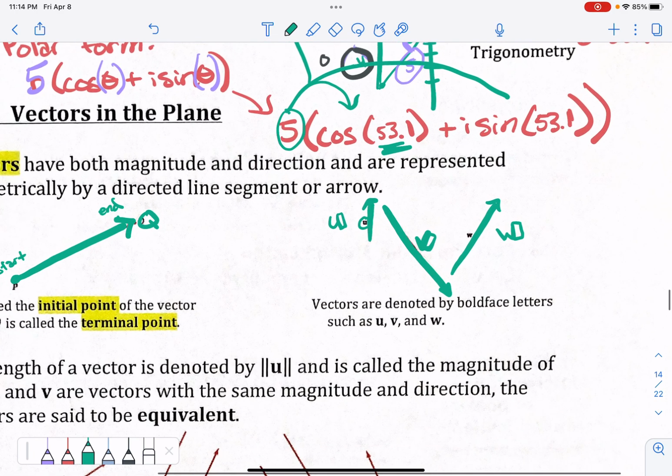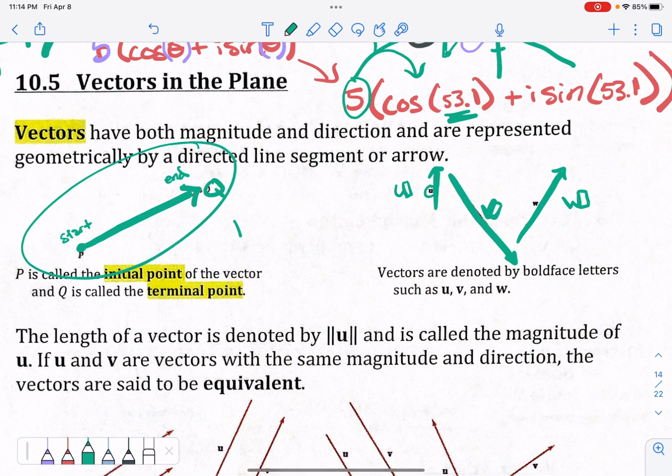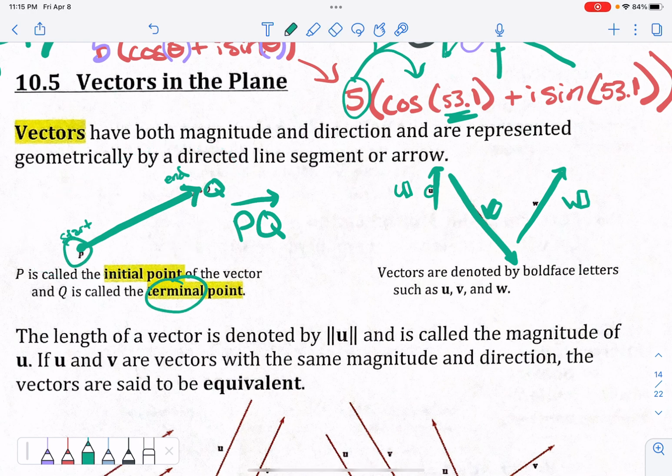If we're going to actually write out the name of this vector, this would be vector PQ with an arrow over top of it, okay? Kind of like you have ray PQ, okay? So your initial point, which is your starting point, would be P, and your terminal point would be Q. That's where your vector ends, basically, okay?